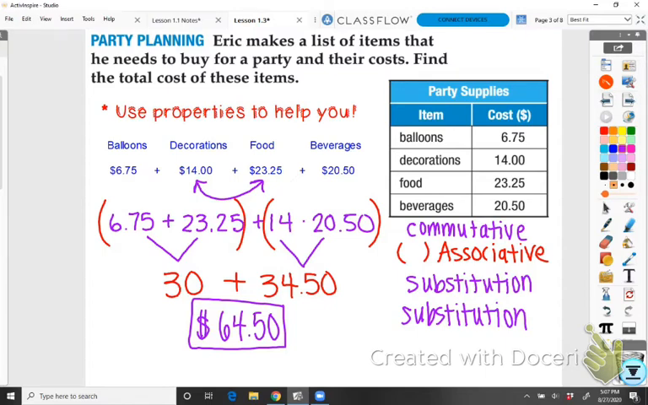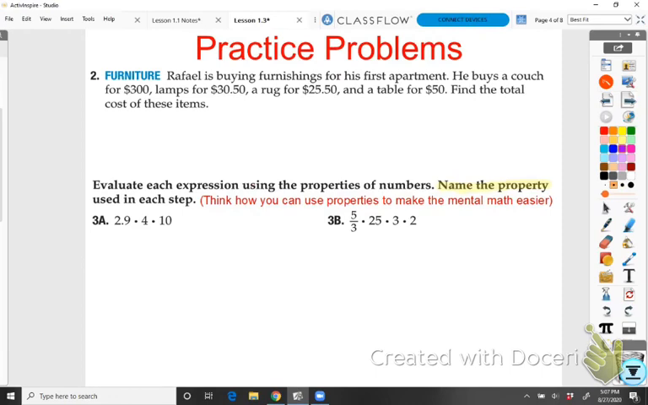So let's practice some problems. Raphael is buying furniture for his first apartment. He buys a couch for $300, lamps for $30.50, a rug for $25.50, and a table for $50. Find the total. So looking at these four numbers, think about which ones you would want to pair together.